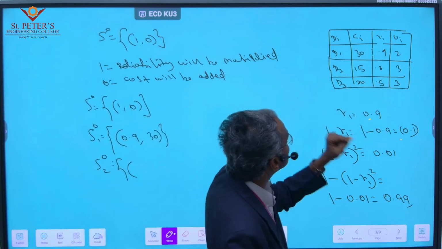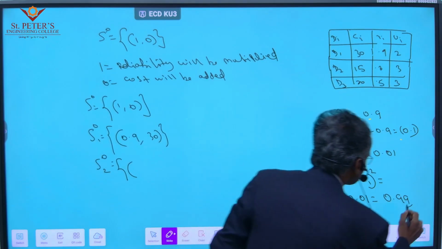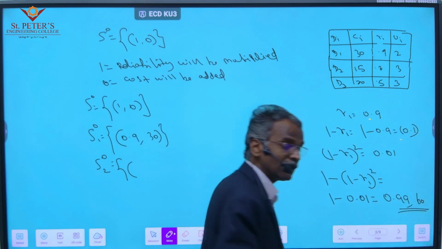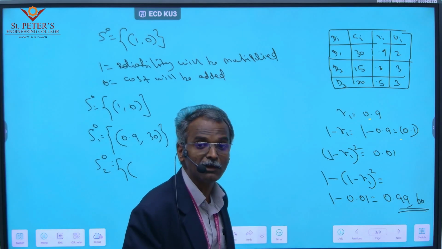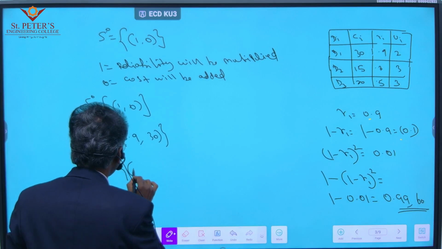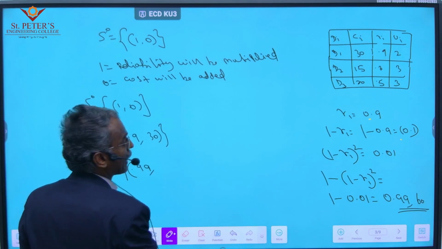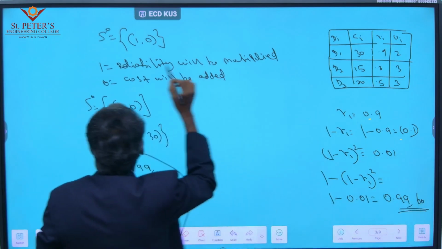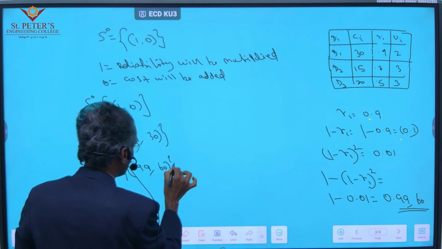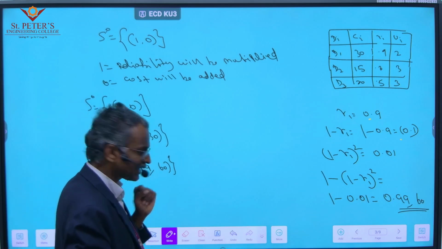So what is the cost for 1 copy? 30 rupees. For 2 copies, 60 rupees. This has to be considered while multiplying the reliability and adding the cost in the set. So 0.99 into 1, 0.99 reliability multiplied, cost has to be added, 0 plus 60, 60. This is for the first device, second copy.